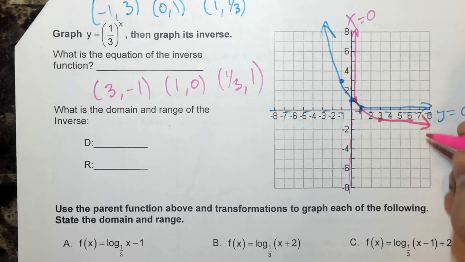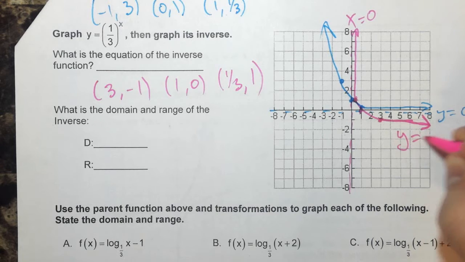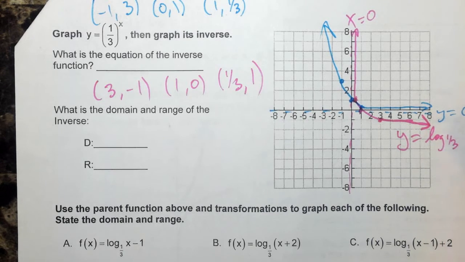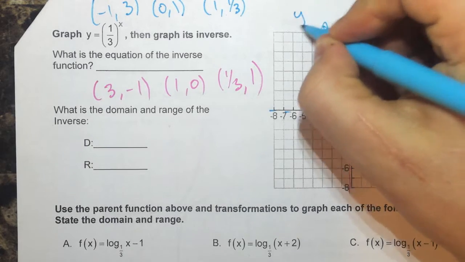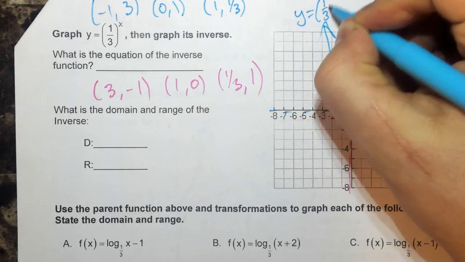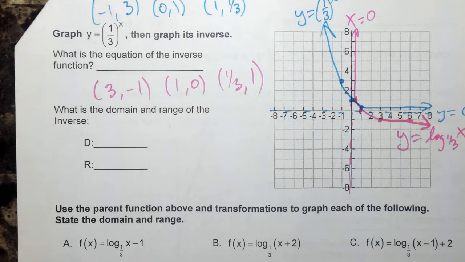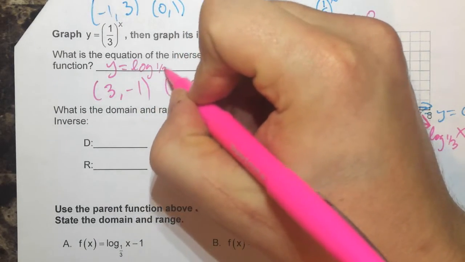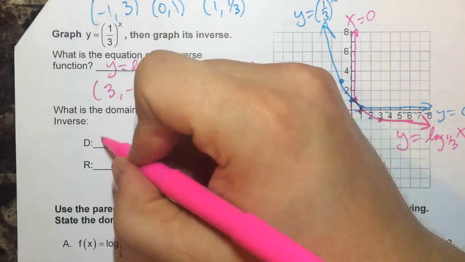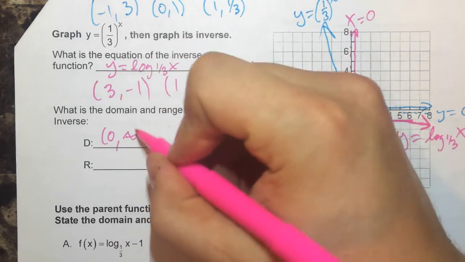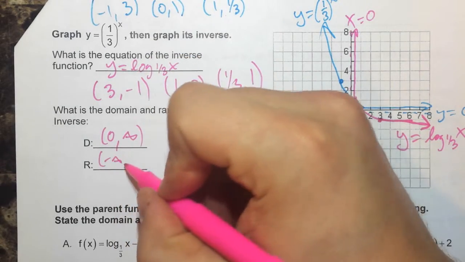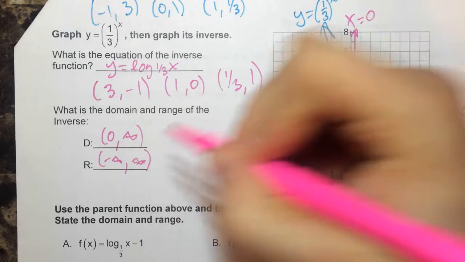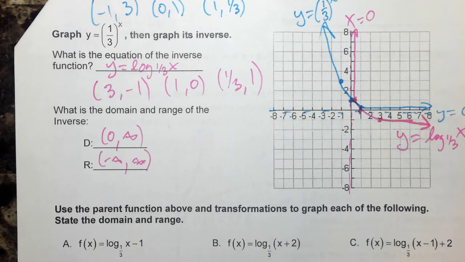Okay, this is going to be the pink one, y equals log base 1/3 of x, and then this was y equals 1/3 to the x power. All right, and that's pretty much it. So again, it's y equals log base 1/3 of x. Our domain is just the same as the other ones. It's 0 to infinity, and then negative infinity to infinity for the range.